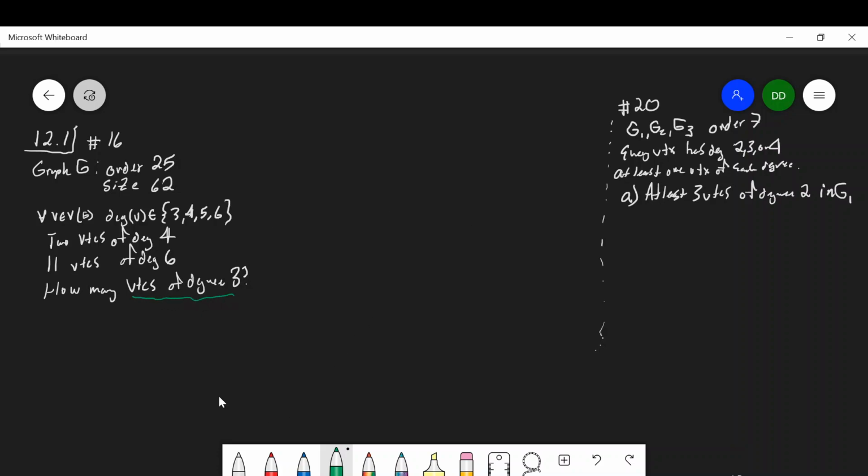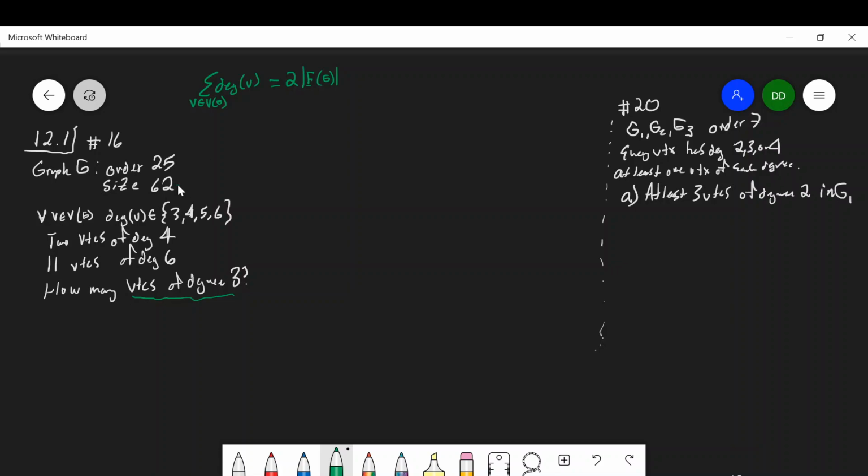So this is a pretty standard application problem of the first theorem of graph theory. Remember, the first theorem of graph theory says if I add up the degrees of the vertices in a graph, so if I do the sum over all vertices in the graph, I will get twice the size of the graph, so twice the number of edges. It'll look a little bit different in your book, but that's the idea. So if you add up the degrees of the vertices, you get twice the number of edges.